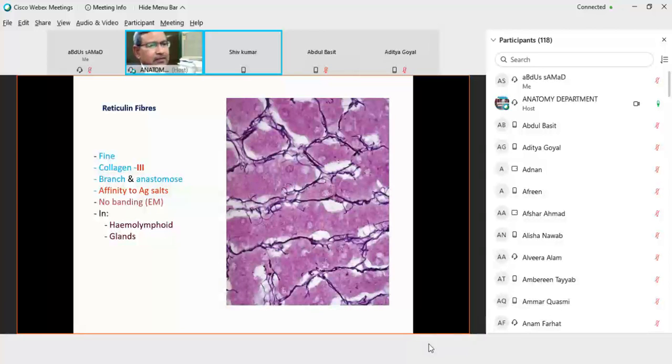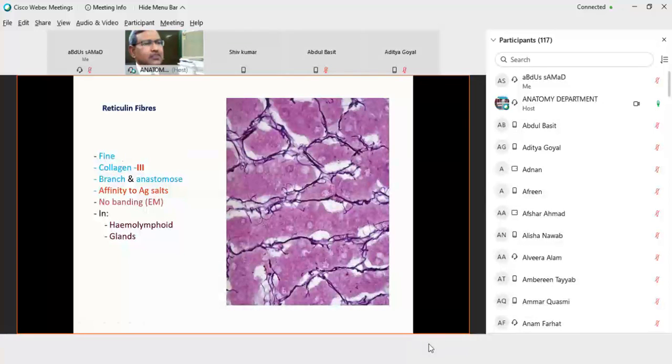So this reticulum fiber, for example, this is the liver section, but you can see each cell is surrounded by the fine fibers. They are called the reticular fiber. They are fine. It is also collagen 3. So reticulum is not something very special. It has some features, but otherwise they are also collagen, called collagen type 3. They branch and anastomose, and they have affinity to silver salts. So they can be stained with the silver salts. Therefore, they can easily be seen.